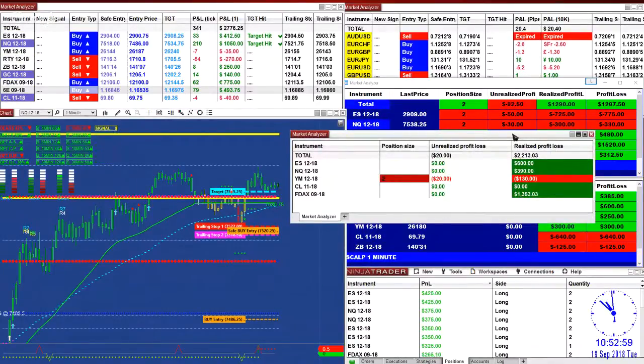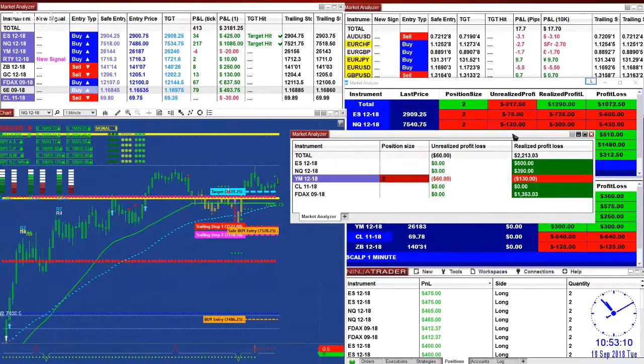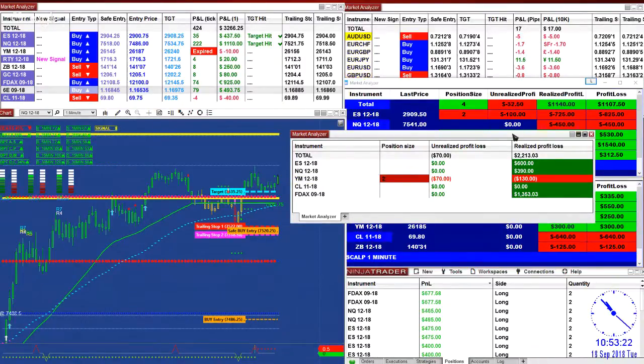This is your B scalper, market order, 5 minutes. This is your B scalper market order, 5 minutes.